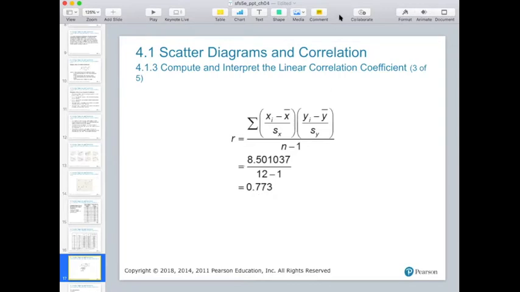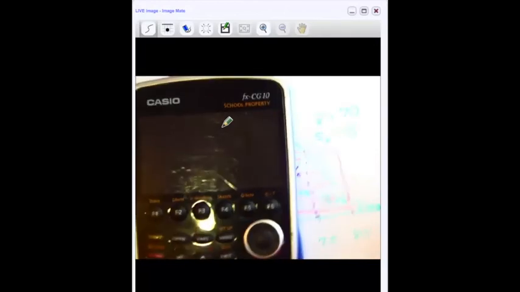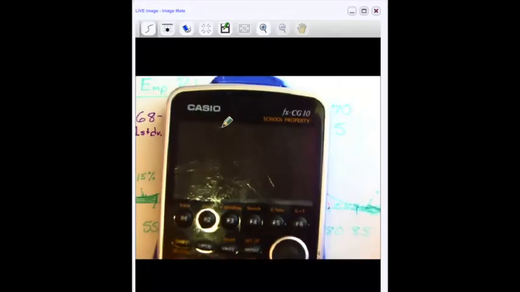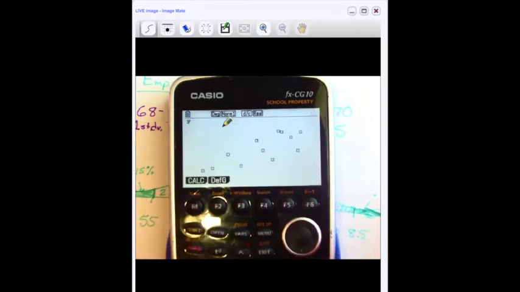So let's go back to our calculator. Mine's already timed out. We've already looked at the graph of this. We decided that it was positive, arguably linear, moderate to strong linear correlation here.